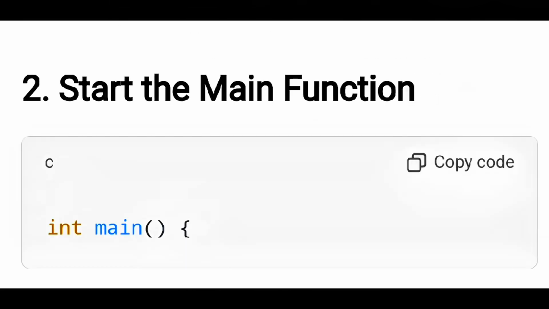Second one is to start the main function. To start the main function, we use int main, and this is the starting point of every C program. Everything inside the curly brackets will be executed.